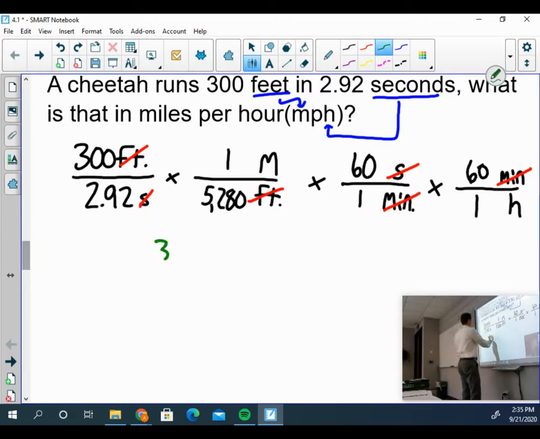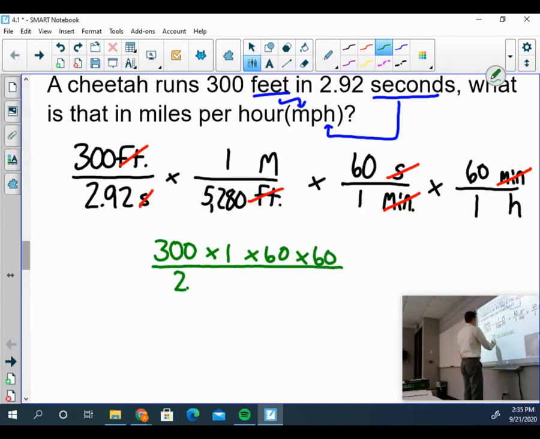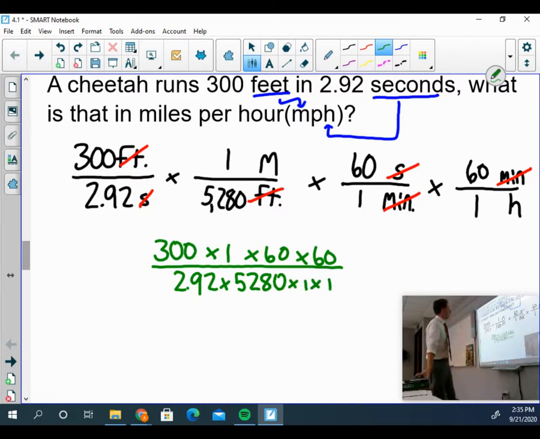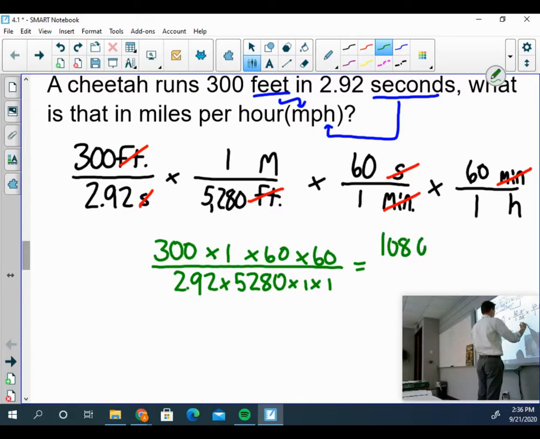Now that my units are correct, I know I need to do 300 times 1 times 60 times 60 over 2.92 times 5,280 times 1 times 1. Now, you know the ones don't need to be in there. I just put them for the sake of hopefully helping the problem make sense. But when I multiply the top all together, 300 times 60 times 60, I get 1,080,000.